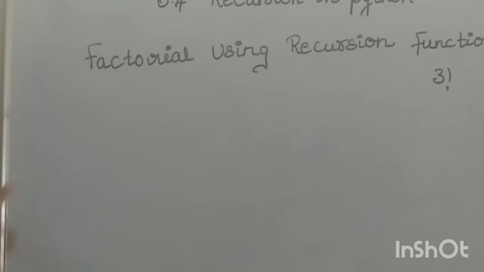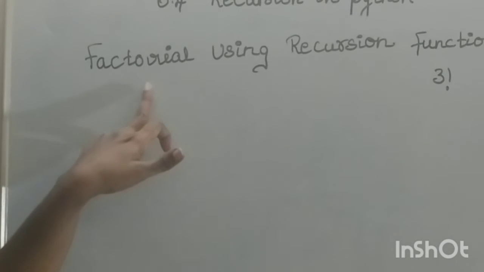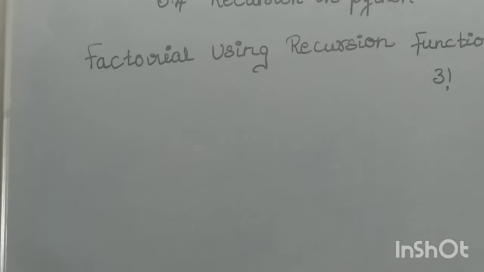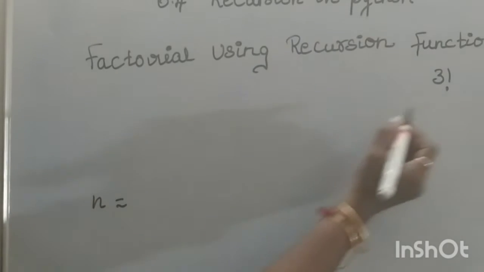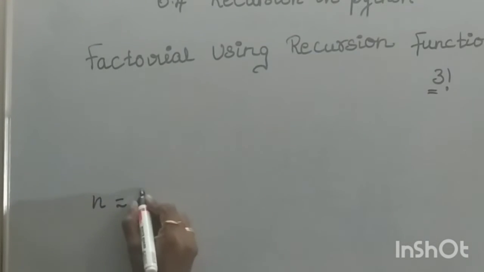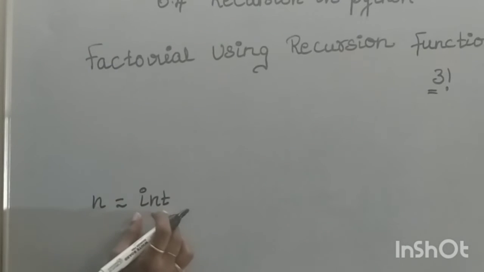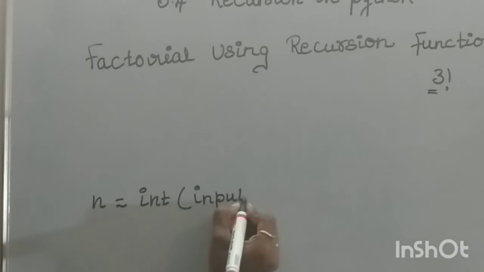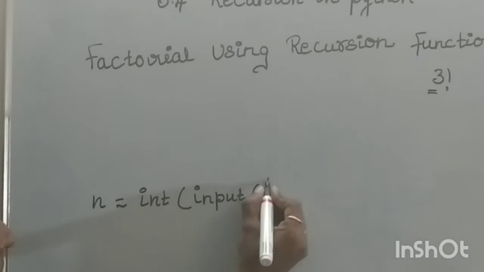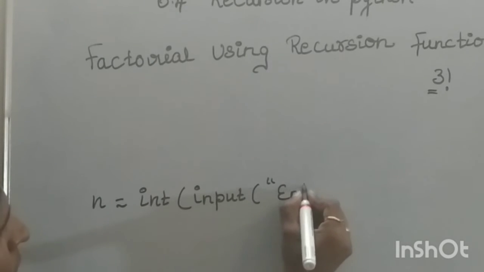Previously, I explained the factorial program using iterative statement. Now I am going to explain the factorial program using recursive function. Okay. See the difference. You have to get the n value. n is your 3 value. int is a keyword which will convert the string format into an integer. input is a built-in function which will get the input value from the user. This is a prompt message.